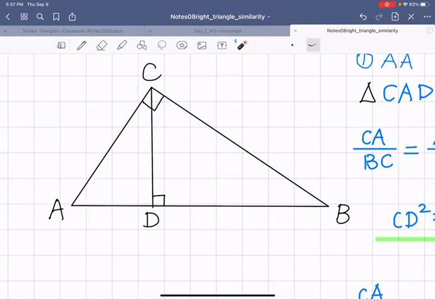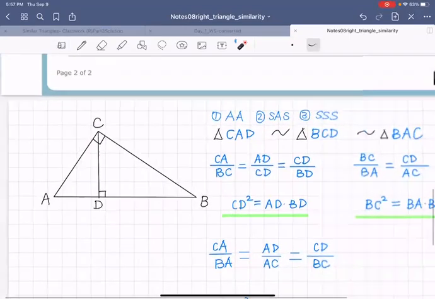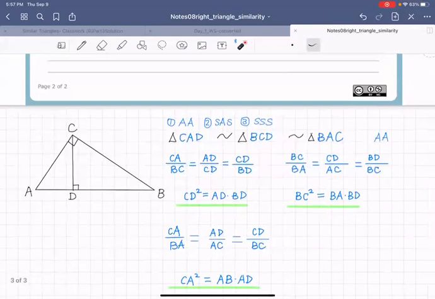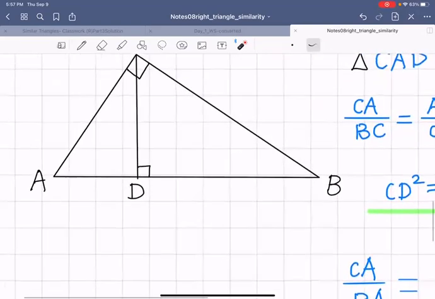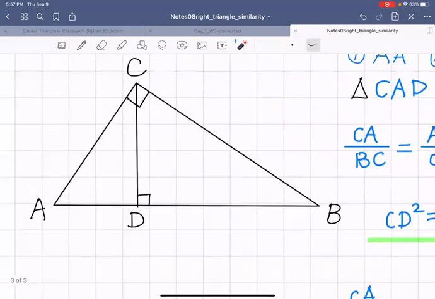Look at your notes. I only copied down CD and BC. AC is same as CA, okay? Okay. AC square equals? AC squared is AB times AD. Good. One more. BC square equals? Equals BA times BD. Yes, good job.